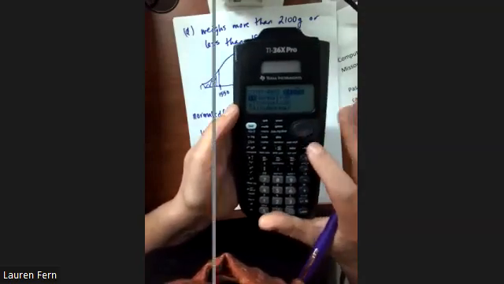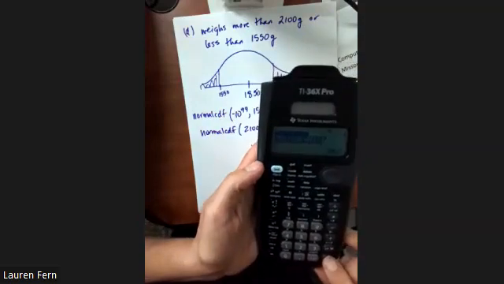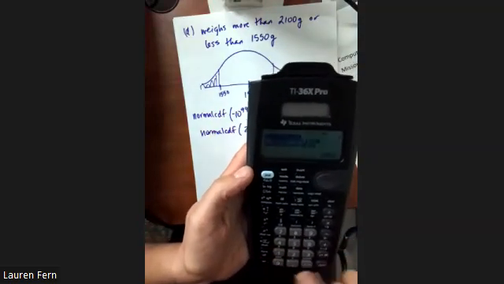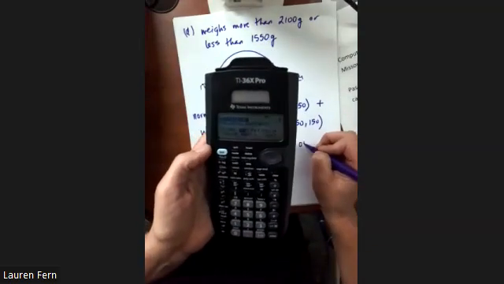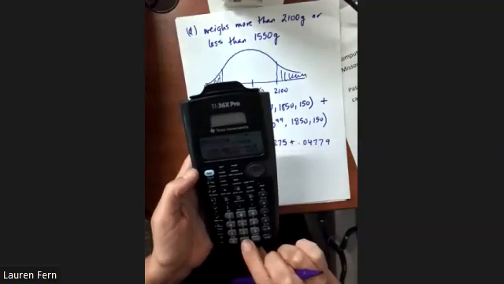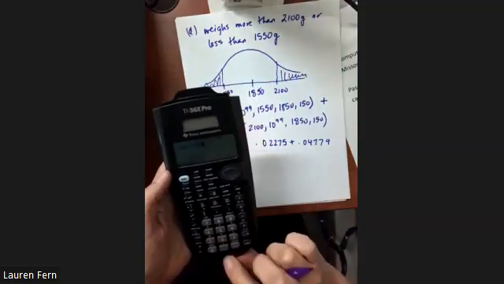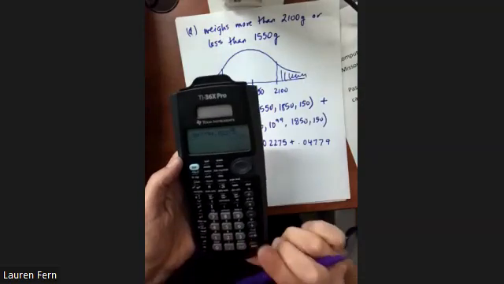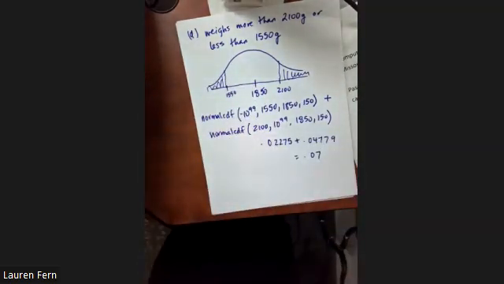And now what I'm going to do is do the other interval. Now my lower bound is 2,100, and I have my upper bound already in there. So we get 0.04779. And if we add these up, we get about 0.07. So only 7% of the chickens are out there.